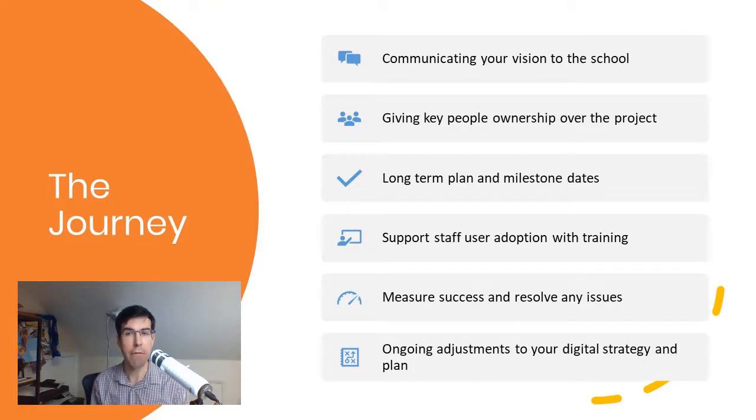So that's just a quick recap of what we've covered today. Communicate that vision to the school, give key people ownership over that project, make a long-term plan with those important dates while you're training up staff, giving them the confidence during those time periods. And then make sure that you measure that success, feeds back into your long-term digital strategy, and just make those constant adjustments so that you're making those incremental steps to getting good cloud usage within the school over the long term.